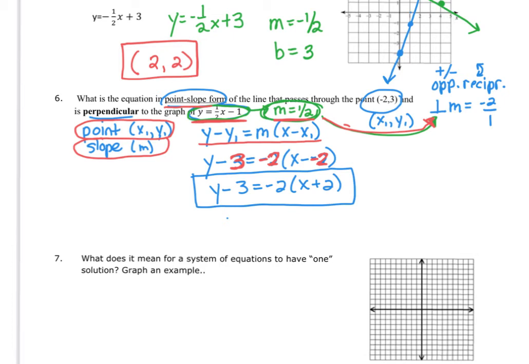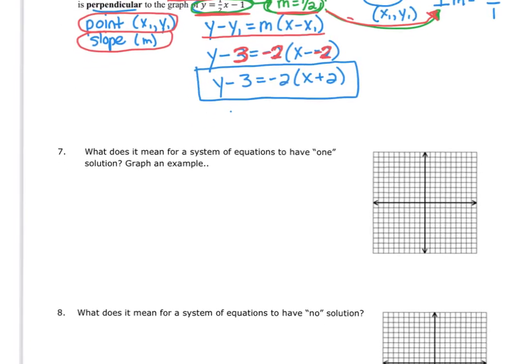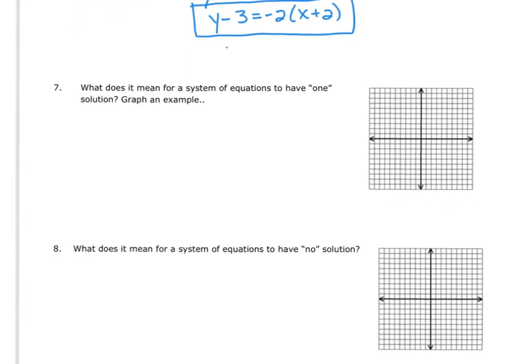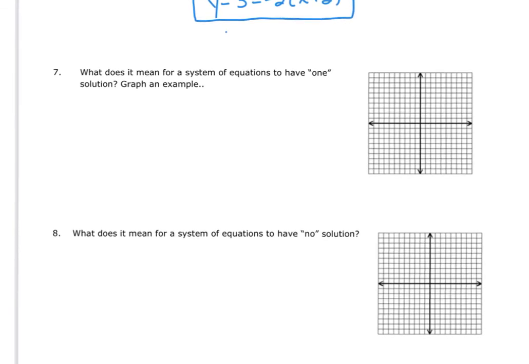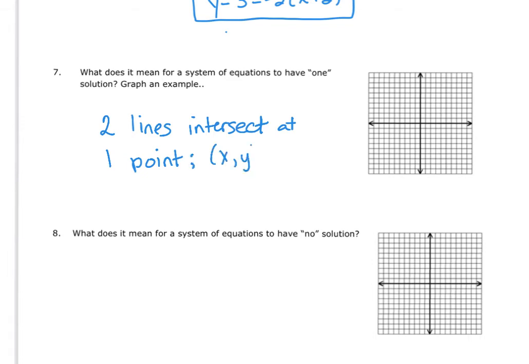Don't be intimidated. Our next question on our review is number 7. It says, what does it mean for a system of equations to have one solution? Okay, that's pretty simple, pretty straightforward. One solution just means that two lines intersect at one point. And that one point is usually an ordered pair, an x and a y value.